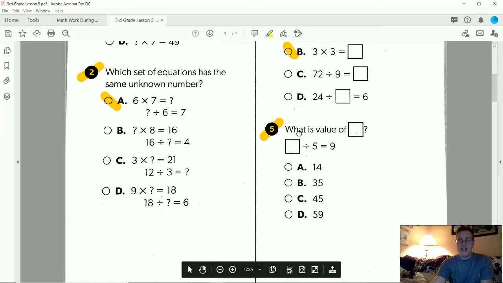Number 5, what is the value of the square, which represents an unknown number? I can do 9 times 5 to find the answer to that, and it should be 45.